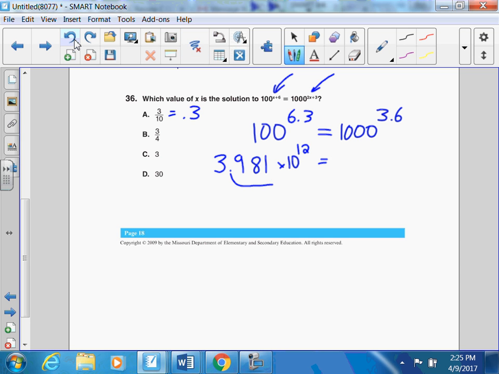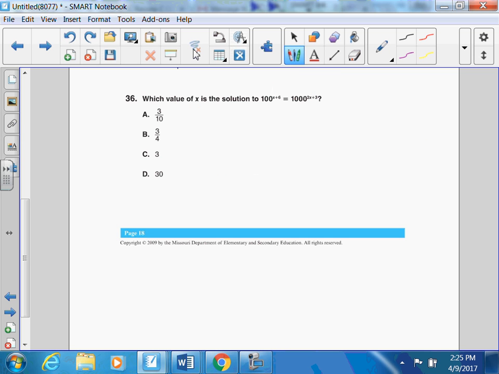All right, now I'm going to do the same thing for 1,000. Take 1,000 and do that to the 3.6 power, and you get 6.3 times 10 to the 10th power. I don't think those are the same, so I don't think the answer is going to be A. So right now I'm looking at possibly the answer being B.